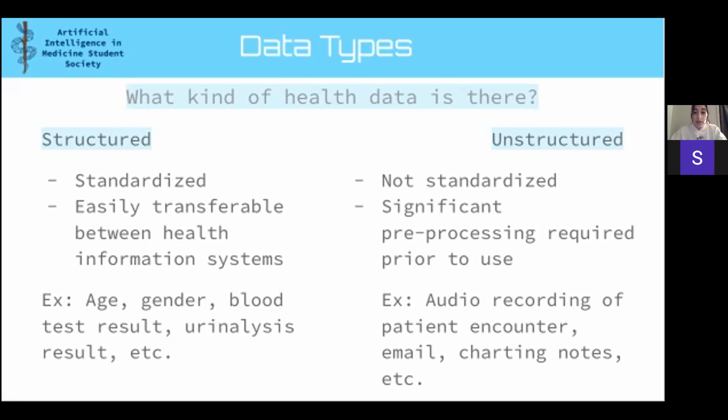Unstructured data, on the other hand, is not standardized. So it usually requires a lot of pre-processing steps if you want to transfer it to another health information system. Examples of unstructured data are things like audio recordings or emails or the charting notes in a physician's office.